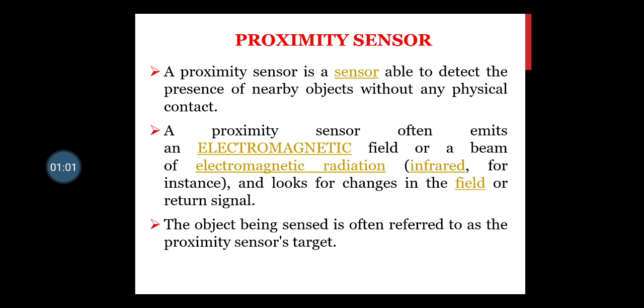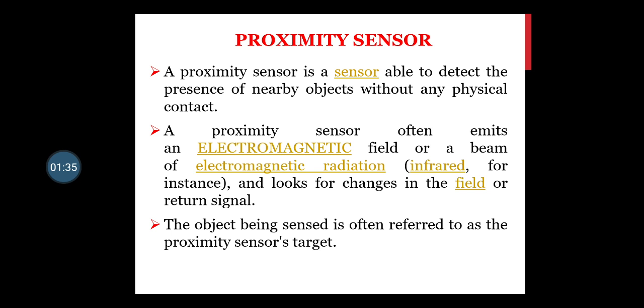Now this proximity sensor plays a very important role in our day to day life, and it has applications in very important security systems as well. A proximity sensor is a sensor able to detect the presence of nearby objects without any physical contact. So even at a certain distance, they can detect that there is an object. So these are proximity sensors.